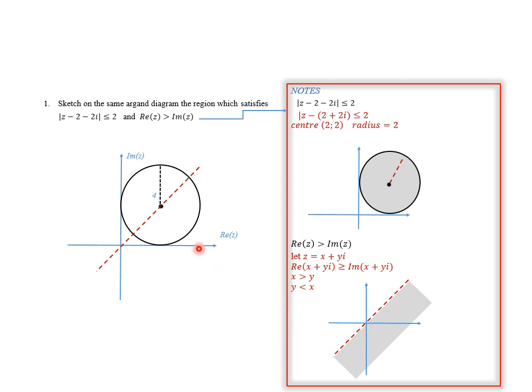So now we want to combine these two regions, the first region and the second region here. We are going to shade this part, because that's where they overlap. When this circle and the shaded region overlap, they overlap at this region. So we are going to shade this part. That will be the region which satisfies the two inequalities.